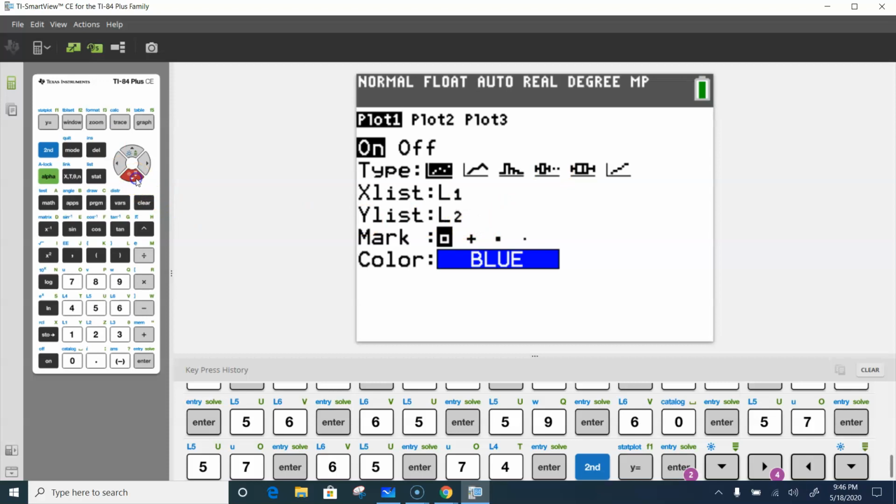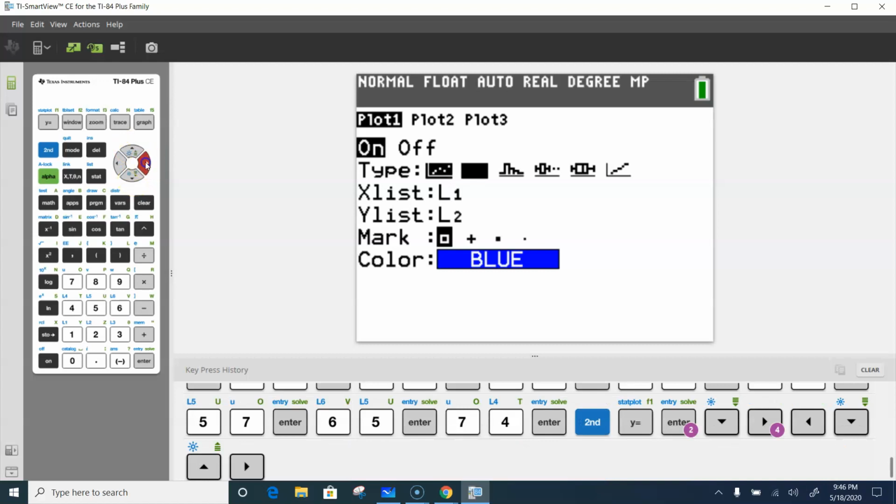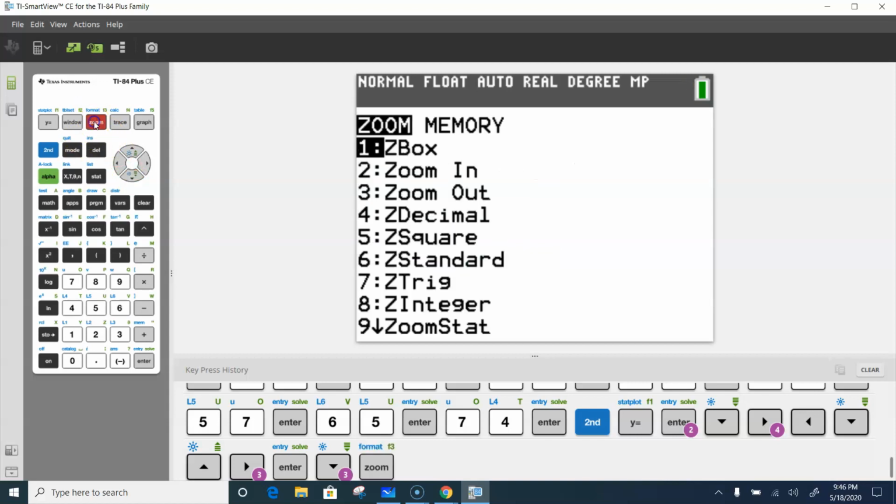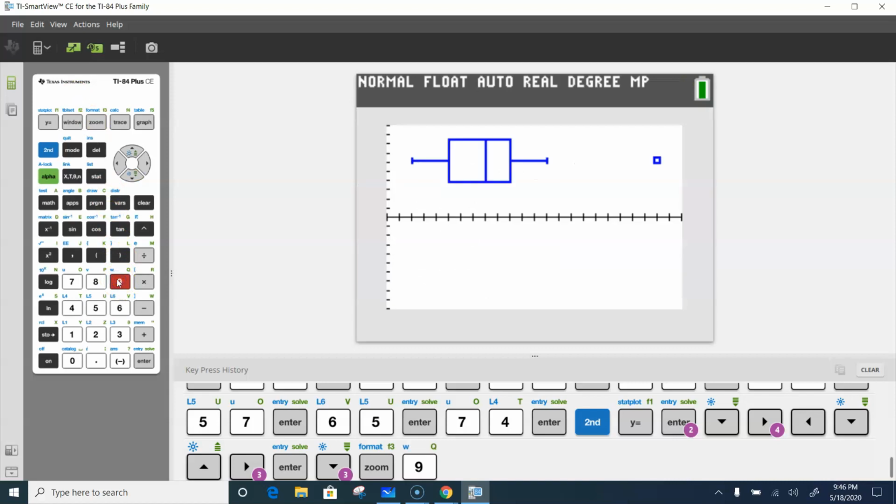Okay. Oops, it didn't pick it for me. I got to press Enter there. So I press Enter, and now I come down here and you can see it's just L1. That's perfect. And now the shortcut to get a window that'll show me what's happening with that box plot is Zoom 9. Okay, good shortcut to write down.